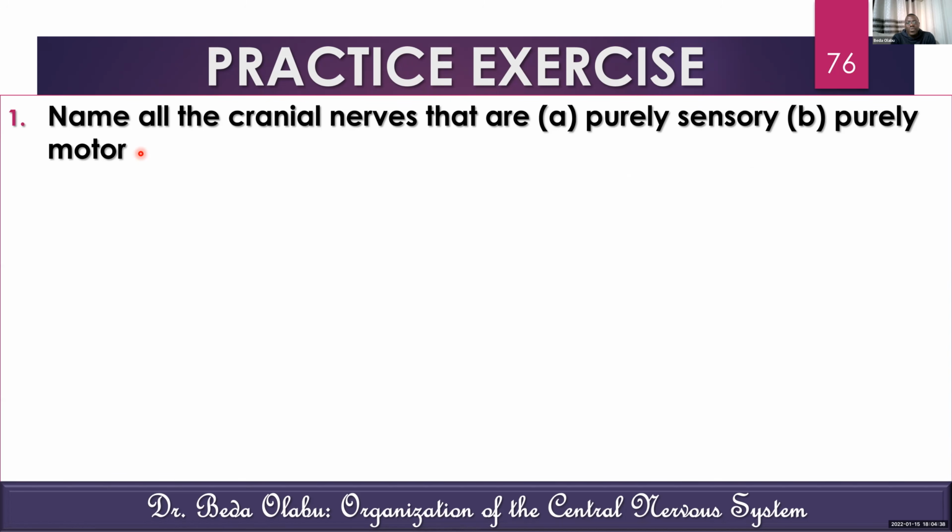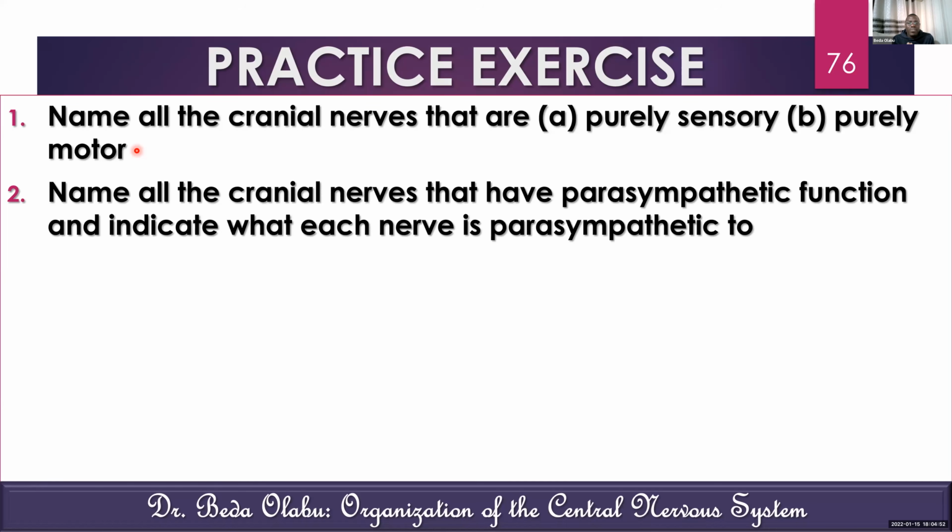So one, I would want you to relook at that and ask yourself, which cranial nerves are purely sensory? And which ones are purely motor out of those 12? Also, ask yourself, which cranial nerves have parasympathetic function? There are 4. Out of these 12, which 4 cranial nerves have parasympathetic function? And perhaps name those 4 nerves and state the organs or tissues that each nerve is parasympathetic to.